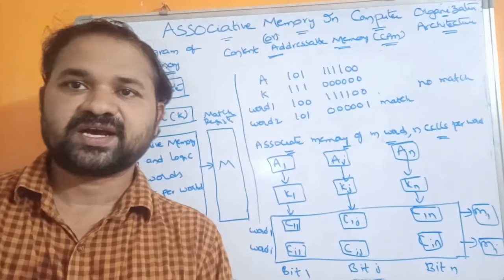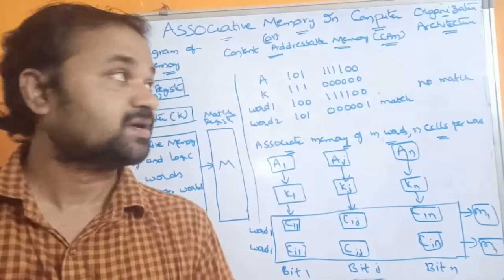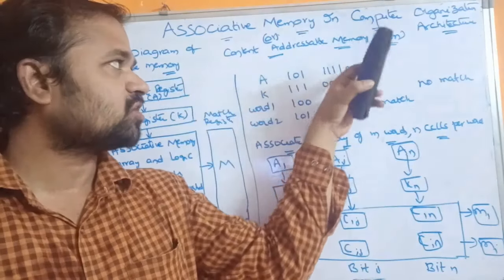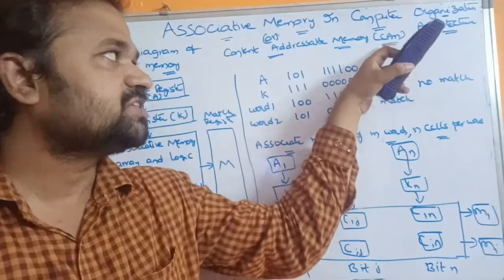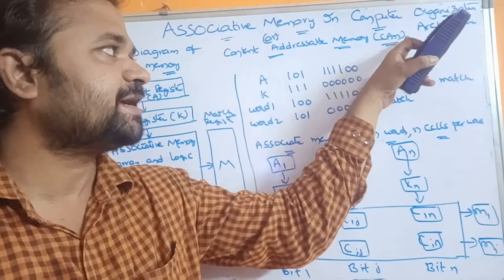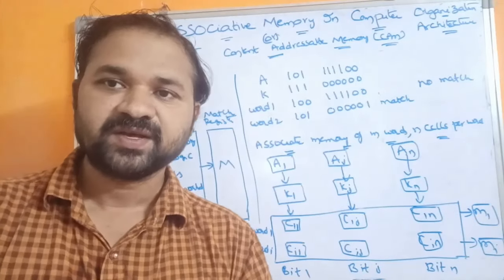Now let's see about associative memory in computer organization architecture. Associative memory can also be called content addressable memory. In short, we can call it CAM. CAM stands for content addressable memory.